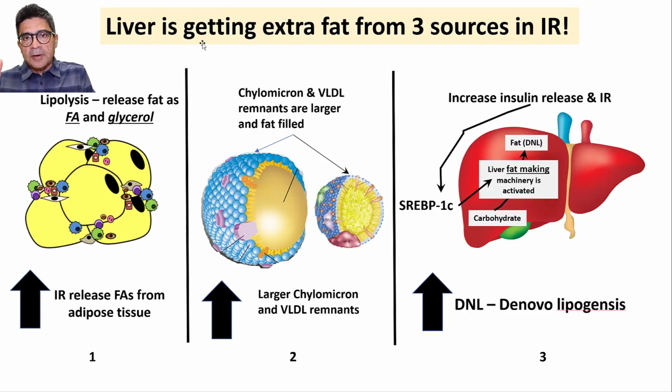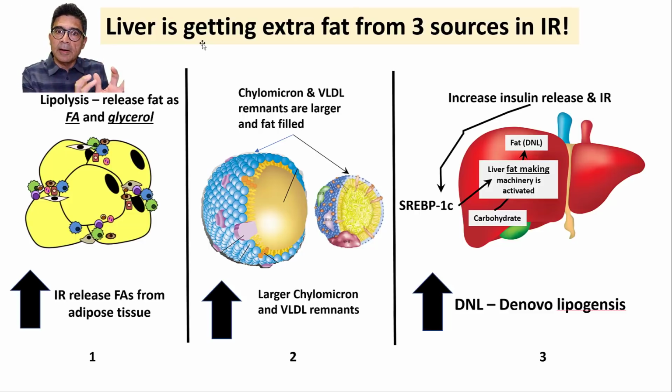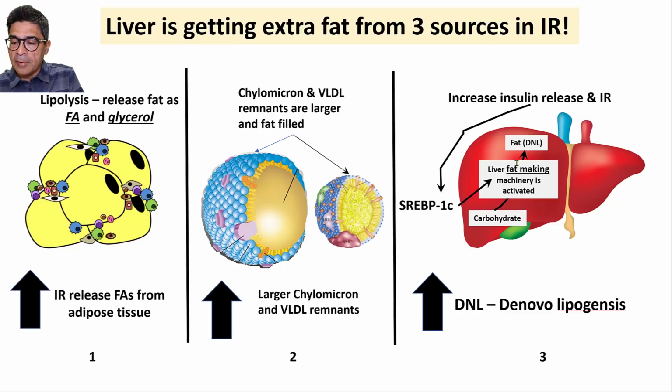So the liver is getting extra fat from three sources. One, from increased lipolysis. The fat cells are basically leaching fat into the circulation. Two, because the fat cells are unable to take the ingested fat through chylomicrons, these chylomicrons are larger, they are cleared by the liver, so the liver is being dumped with more fat. And if that were not enough, the fat manufacturing machinery from carbohydrate is jacked up, and so the liver makes a large amount of its own fat.